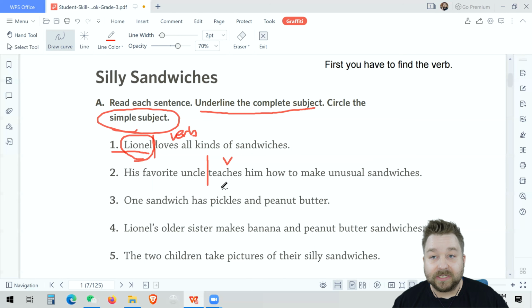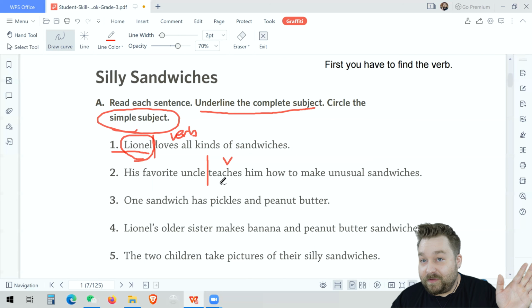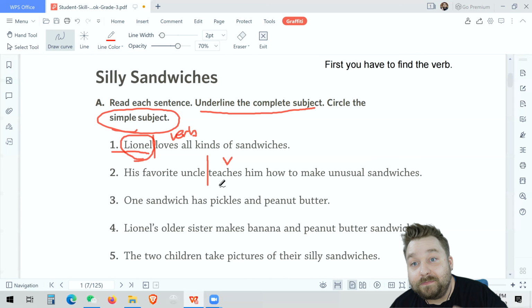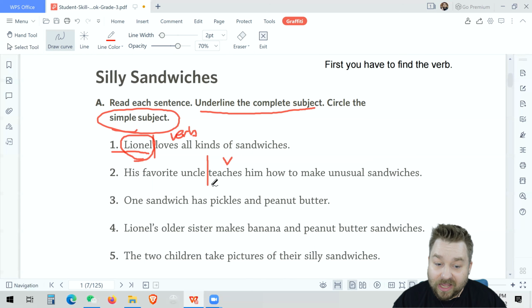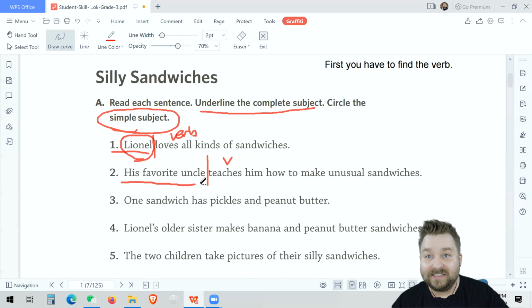Predicate, subject. Well, subject on the left. I don't know if it's going to flip it or not. Let's take a look at this. Everything on the left of the verb is what? Our complete subject. So just underline all of it. Done.